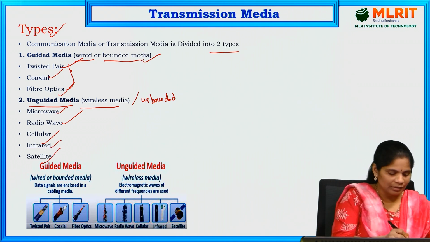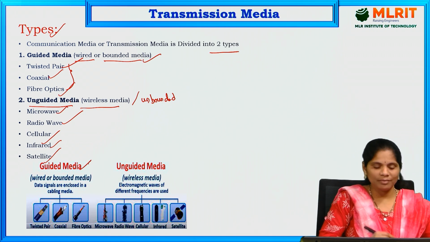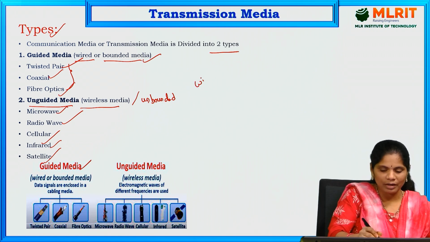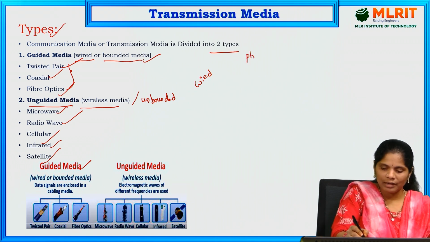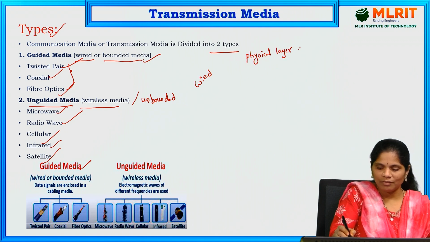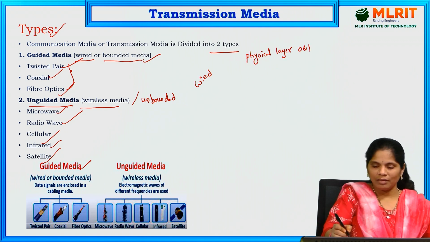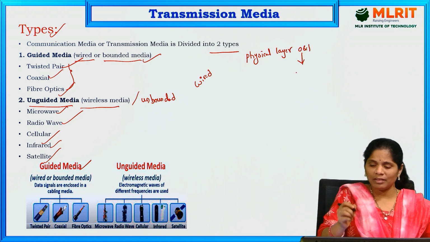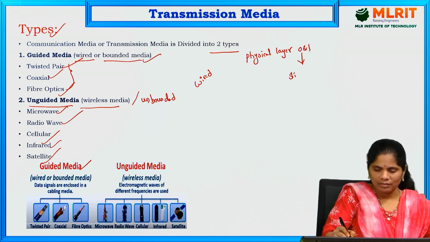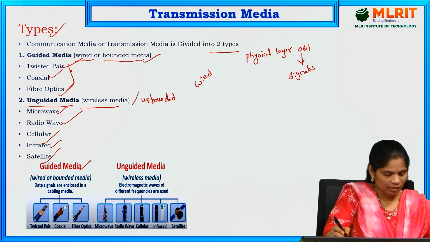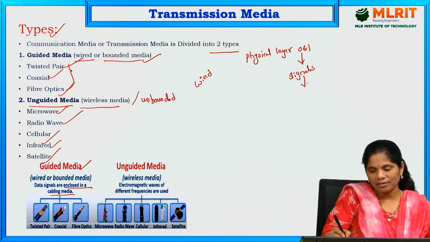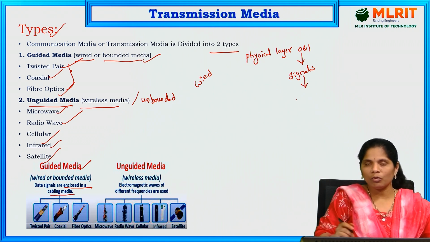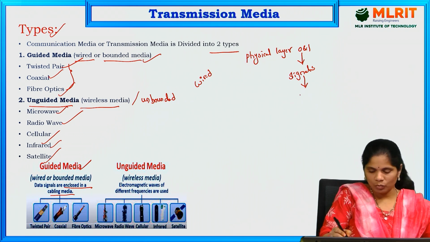First, what is guided media? Guided media means wired media, that is, a wired connection. Whatever data comes from the physical layer, in the form of zeros and ones, those binary digits in the form of signals are enclosed in a cable. Whatever signals come from the physical layer are enclosed in cables.